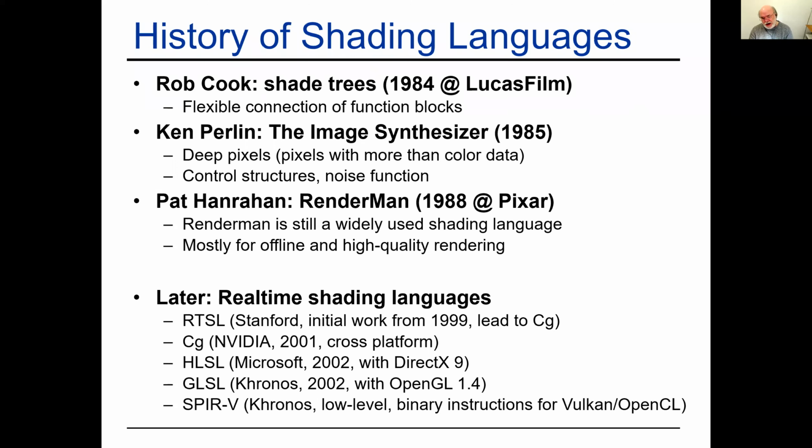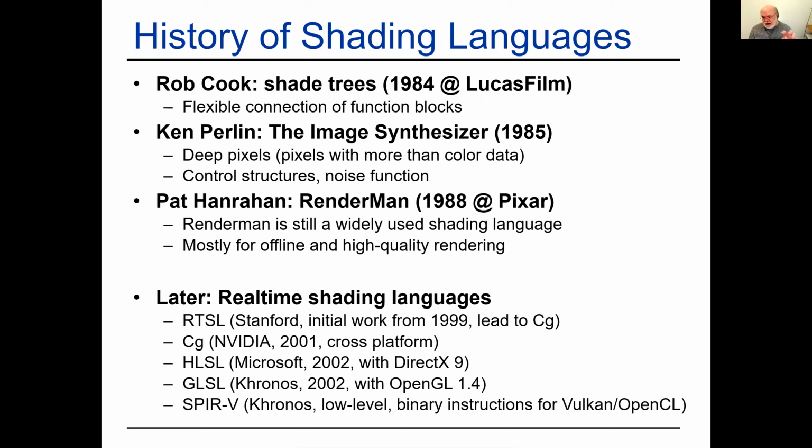Originally, RenderMan was a scanline renderer. It was some sort of rasterization, but in a different way than we've discussed it here. But there was work before that. Rob Cook, 4 years earlier at Lucasfilm, came up with what's called shade trees.